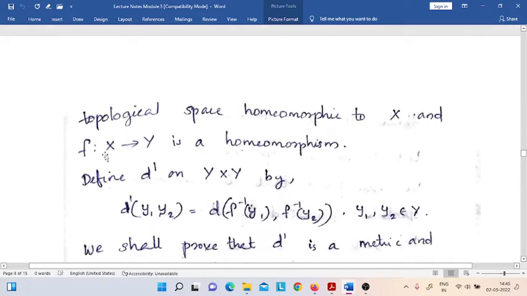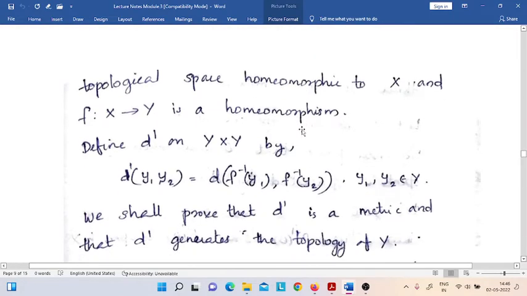Okay, now it is given that F, defined from X to Y, is a homeomorphism. We suppose that F is a homeomorphism defined from X to Y. And what kind of space is X? X is a metrizable space. That means there is a metric D on X. Moreover, the topology on X is generated by that metric.